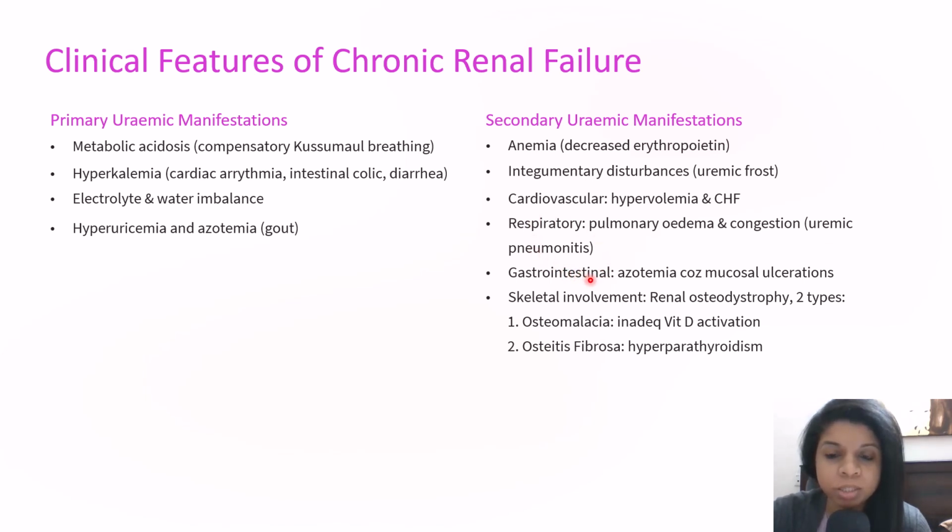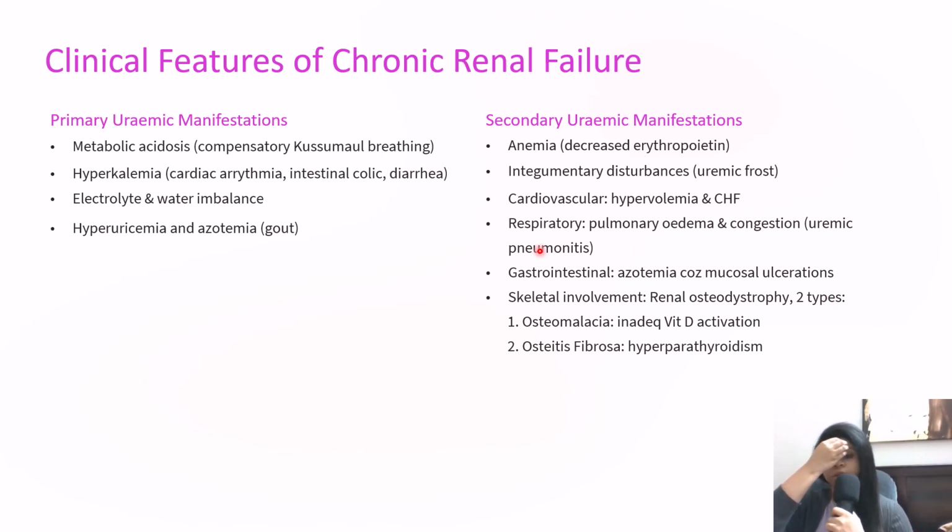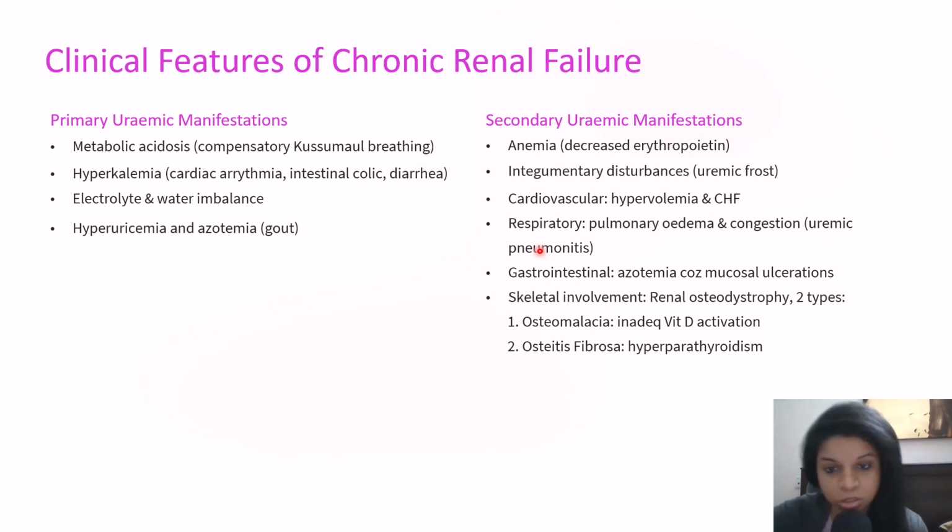Now, gastrointestinally, due to azotemia, the patient can have mucosal ulcerations because there is metabolic acidosis, etc. So, the patient can have mucosal ulceration. Skeletally, I said there is inadequate vitamin D activation, so the patient will show osteomalacia.